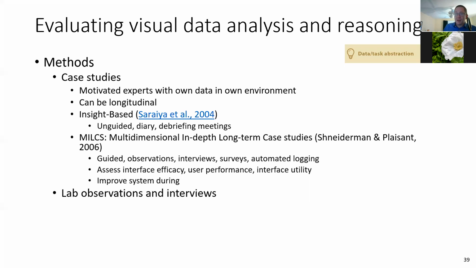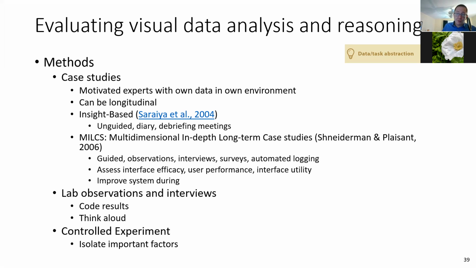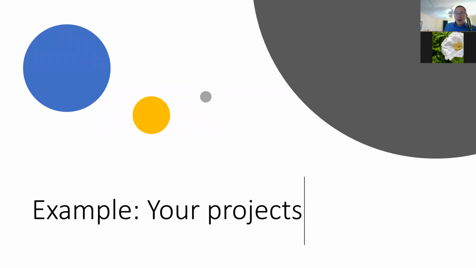Now, technically, you can improve the system while it's being used and look at what kind of user performance we have. We can do lab studies. We'd have to code results for what kind of insights they get. It has to be maybe think aloud, but it doesn't lend itself to speed studies or really controlled experiments. Although you can do a controlled experiment, then you have to really pick your factor and it's really hard to do.